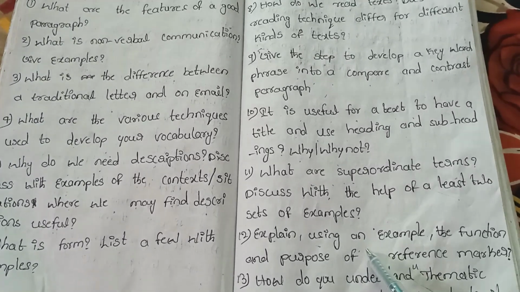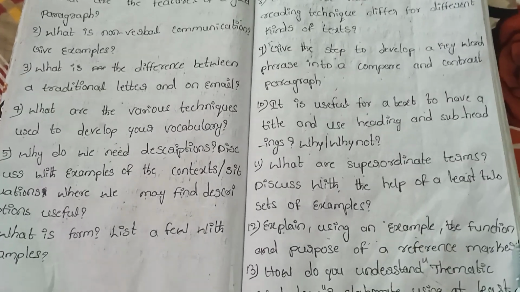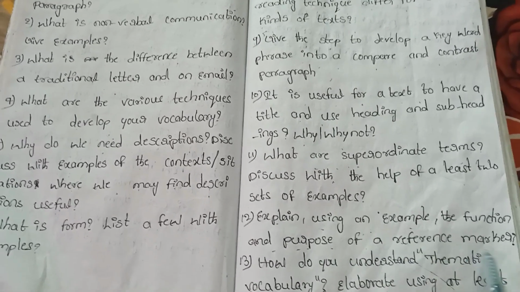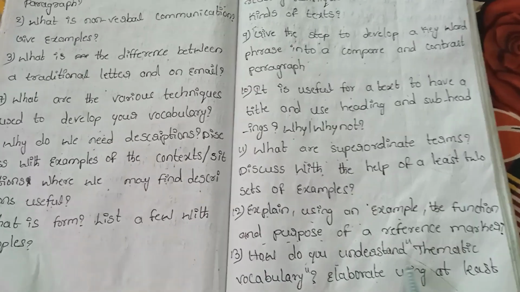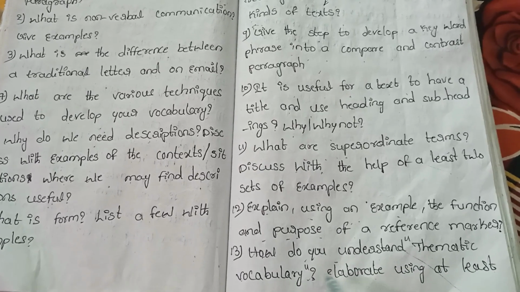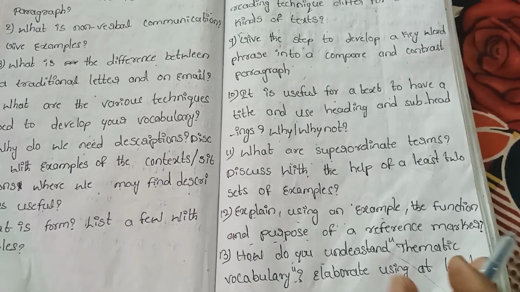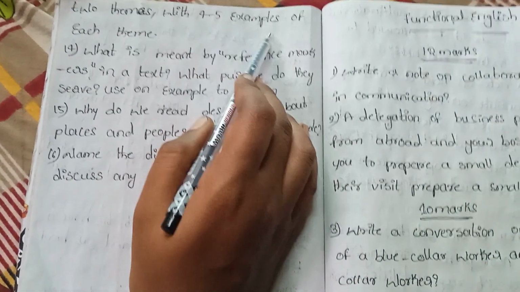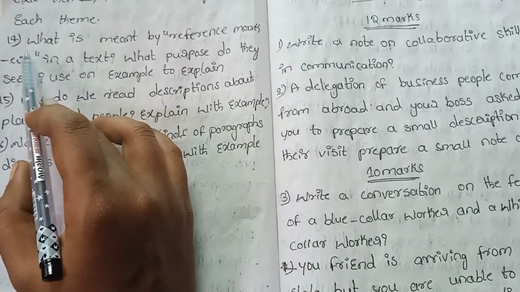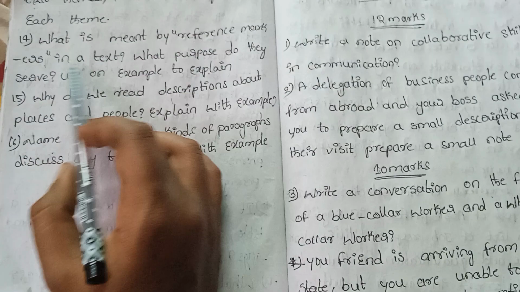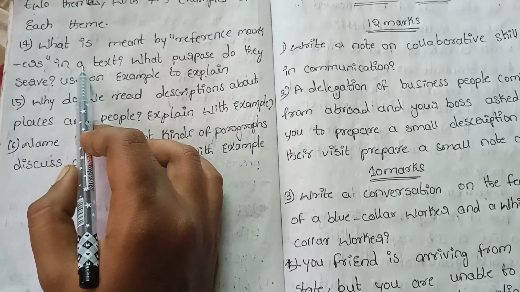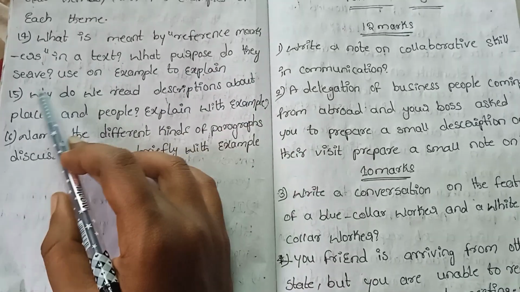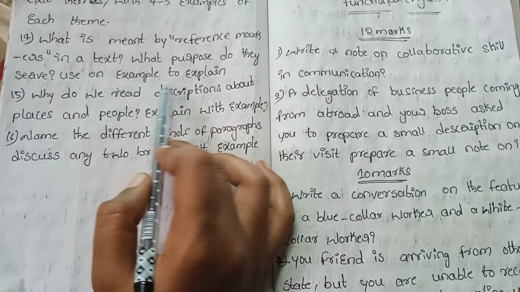Explain using an example the function and purpose of a reference marker. How do you understand thematic vocabulary? Elaborate. Use at least two themes with 4-5 examples of each theme. What is meant by reference markers in a text? What purpose do they serve? Use one example to explain.